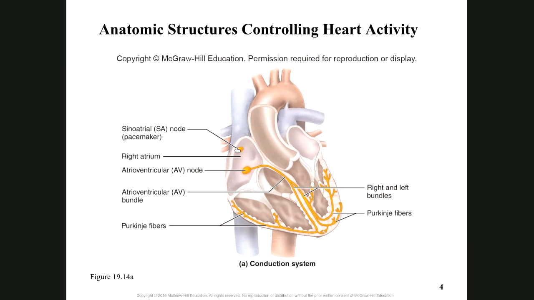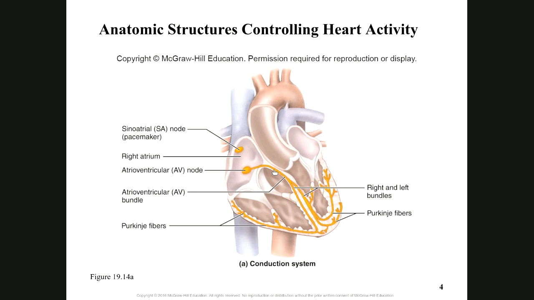The first part is called the sinoatrial node or SA node. You see that it's in the posterior wall of our right atrium near the opening of the superior vena cava. The other node is called the AV node or atrioventricular node. It's located near the right AV valve in the floor of the right atrium. Then from this AV node we have a bundle which we call the AV bundle or His bundle. It enters the interventricular septum.